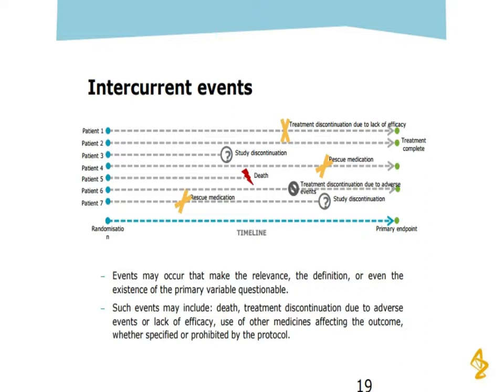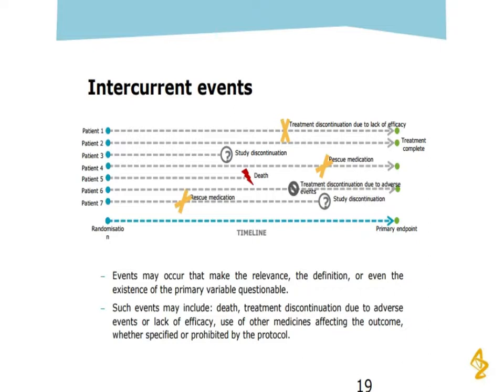Some of them, like patient one, discontinued treatment after a period of time due to lack of efficacy. Another patient takes the drug all the way through the treatment duration, nothing happens to them, and you measure them at the end. Patient three, you'll see we saw what happened to them for a period of time, and then they discontinued the study, and then had no idea what happened to them after that. Patient four got some rescue medication before the end, and then was followed up to the end. Patient five died halfway through the study, so obviously no information could be collected after that point.